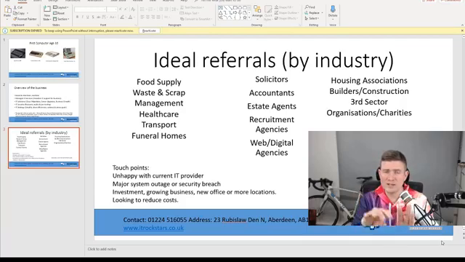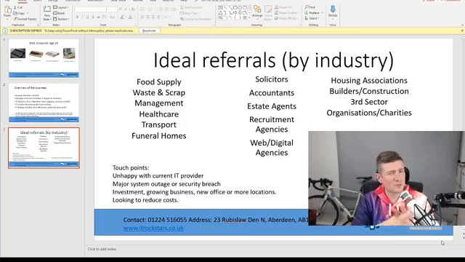Now, the ideal size I mentioned in the last video is between 10 and 50 employees. Under 10, it's too much hassle for very little return. If it's over 50, they usually have their own internal IT resource. So the ideal for me has always been 10 to 50 in size. So we know the ideal types of companies we need to go after.